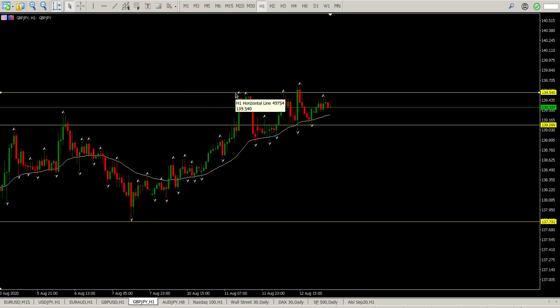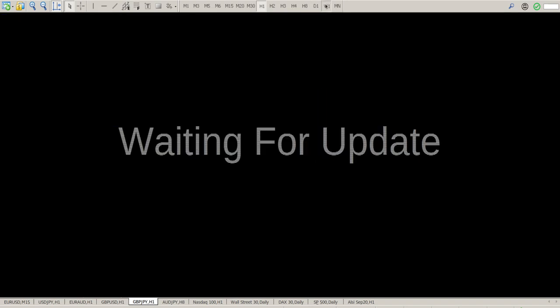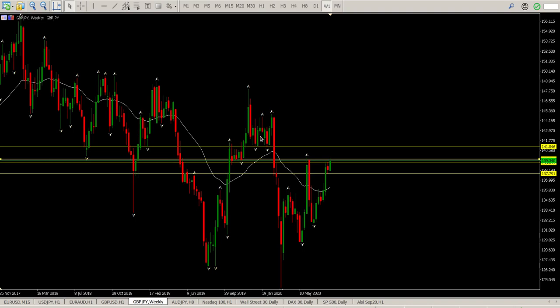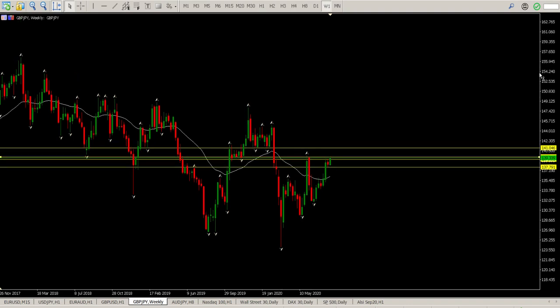We need to clear 139,540, and I would expect this thing to continue to the upside. So the reason for what we see at the moment is pretty much on the weekly. These two levels here are weekly highs, previous week highs. You can see previous weekly lows and opening and closing here.